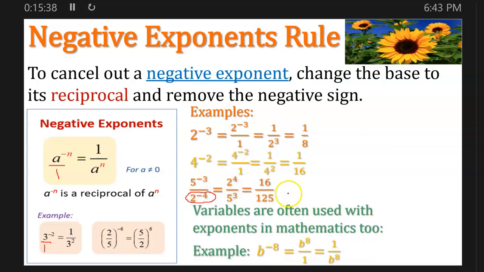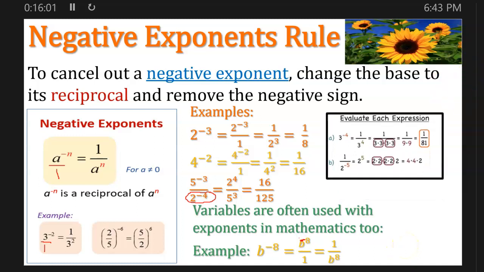Okay, variables are often used with exponents in mathematics too. So b to the -8 over 1. And then when we flip it, that negative went away. Okay, that negative on our original problem went away.